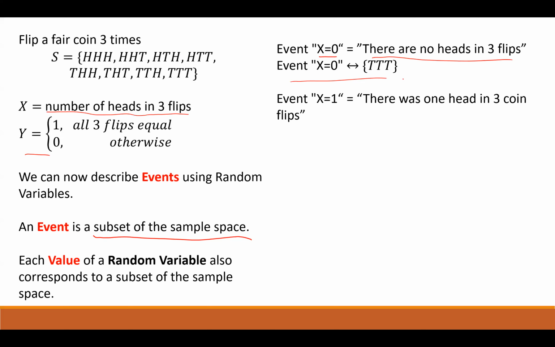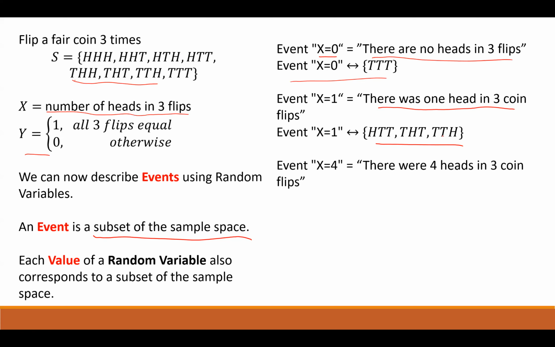And I could say the event that X is equal to 1, well, there was 1 head in 3 coin flips. So I take a look at my sample space and I look at each outcome that only has 1 head. And that is heads, tails, tails, tails, heads, tails, or tails, tails, heads. So this event X equal to 1 corresponds to this subset of the sample space. And I could also describe it in English: there's 1 head in 3 coin flips.